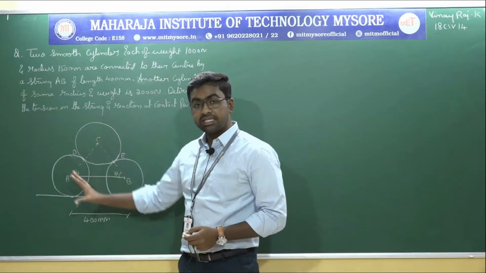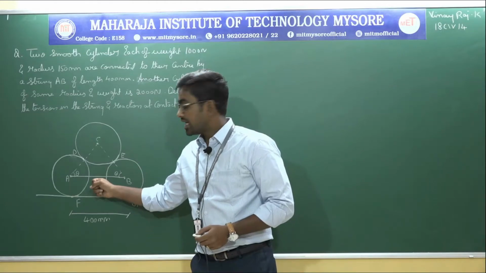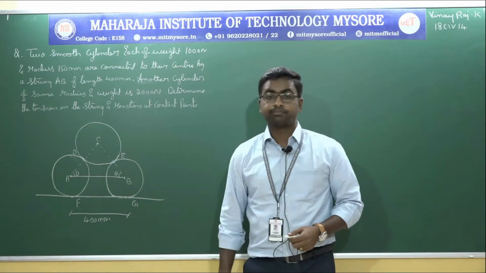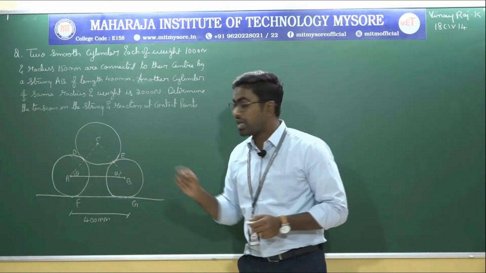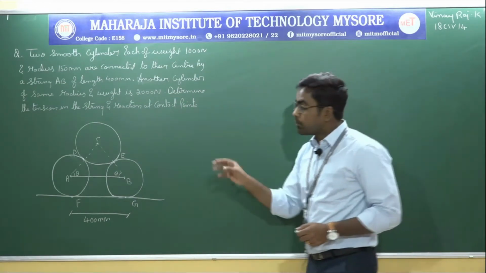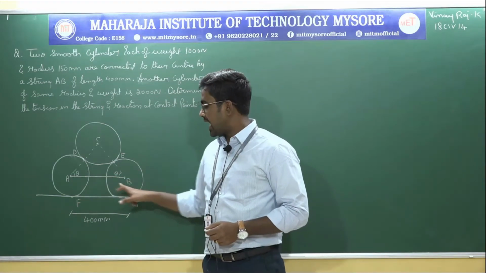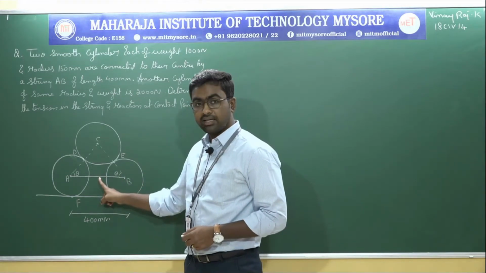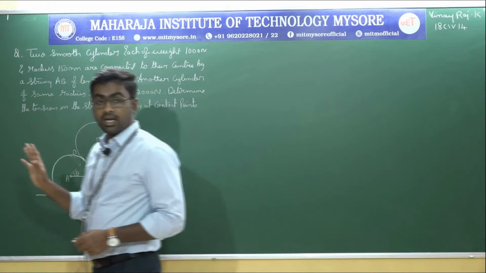So this complete system is in equilibrium only because of this string which is tied to cylinder A and cylinder B. Because of this string, these 2 cylinders are not moving even after placing another cylinder on them. That is most important. When you place a cylinder on these 2 cylinders, obviously cylinder A and cylinder B should move, but they are not moving because of this string. That is the reason why the complete system is in equilibrium, right?